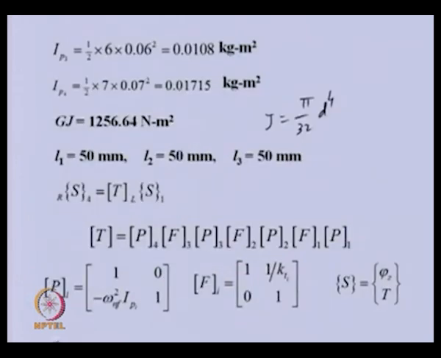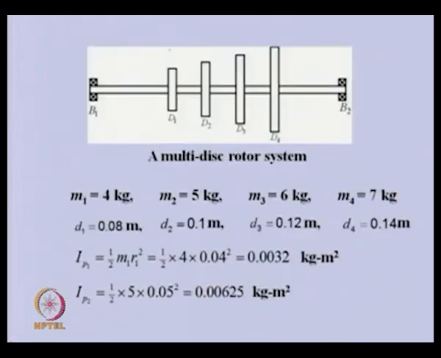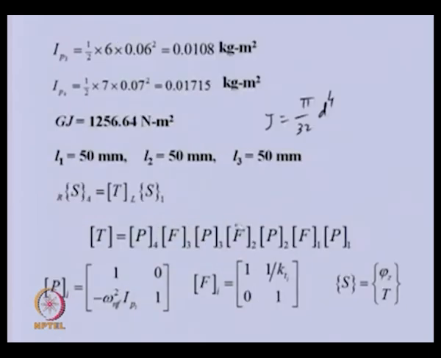So, we can relate the state vectors if we give the station numbers 1, 2, 3, 4. The state vector to the right of the 4th disk and the state vector to the right of the 1st disk can be related like this. We already know how to obtain such relations.